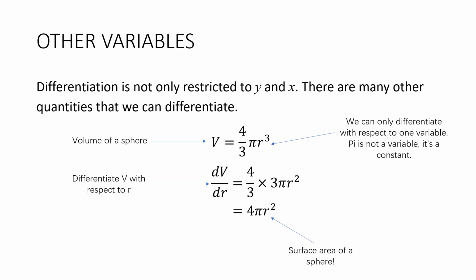How amazing is that? Let's think about it. Suppose we have a sphere, and suppose that the radius is increasing. Then the rate of change of volume as radius increases is surface area. It's kind of like we're painting an extra layer on.